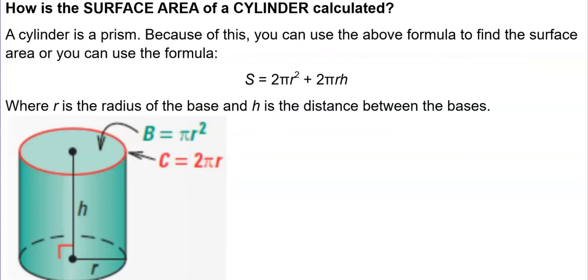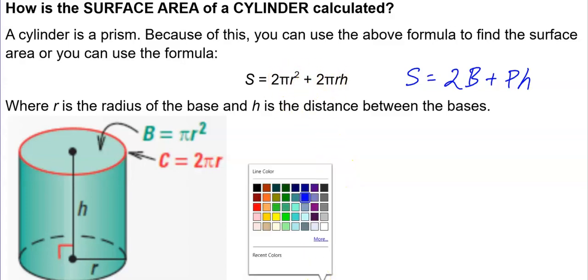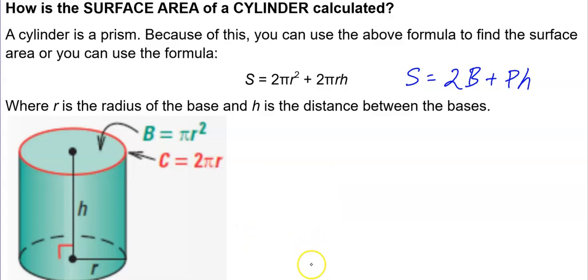A cylinder is a prism. I can use that formula that I just said. I can still use surface area equals 2 times the area of the base plus perimeter of the base times the height. That totally works. But a lot of times with cylinders, this is going to be a ton easier.